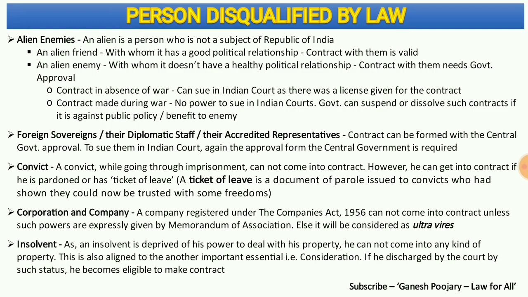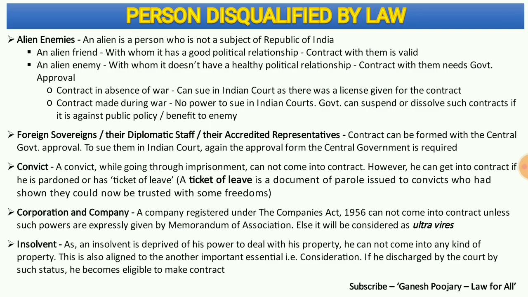Who are these aliens? They are not definitely coming from outer space. They are the people who are living on earth but not in India, in different other countries. Now, can we have a contract with those people who are living outside India? For that we need to understand the concept of alien enemies. There are 2 types of aliens: one, an alien friend, the other, an alien enemy. Alien friends are those countries with whom our political relationship is very good, whereas alien enemies are those countries with whom our political relationship is not good.